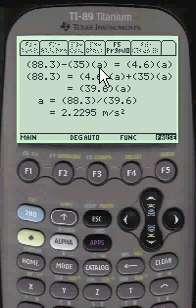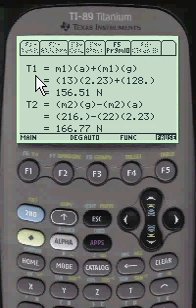So now we have regular A, which is linear acceleration, remember that, okay? We combine those terms from the previous screen and come up with 88.3 minus 35A equals the linear acceleration, etc. And we come up with A equal to 2.2295 meters per second squared, which indicates that it is linear acceleration. If it was angular, it would be radians per second squared. So we found the acceleration for the system, okay?